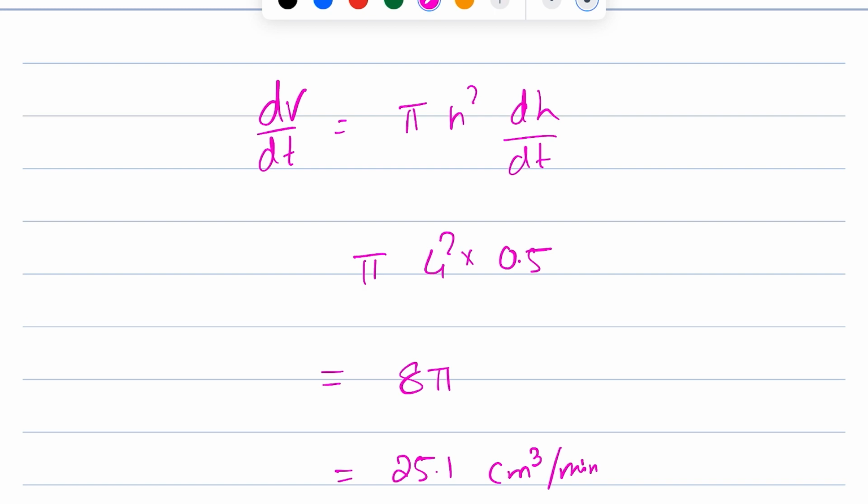So that completes the question. Those are the questions based on related rates from past paper questions.